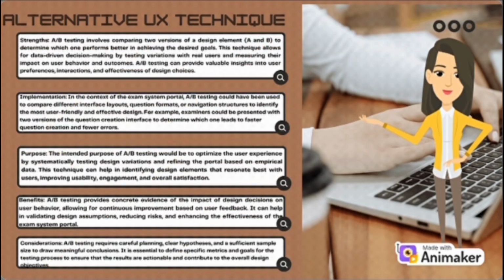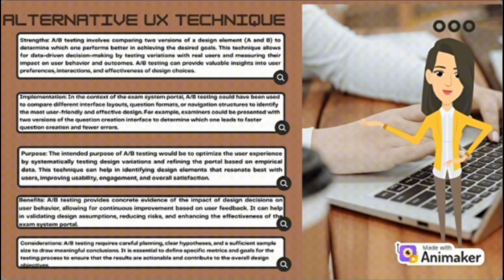The alternative UX technique that can be implemented in exam portal design is A/B testing. The strength of A/B testing involves comparing two versions of a design element, A and B, to determine which one performs better in achieving desired goals. This technique allows for data-driven decision making by testing variations on real users and measuring their impact on user behavior and outcomes. A/B testing can provide valuable insight into user preferences, interaction, and the effectiveness of design choices.